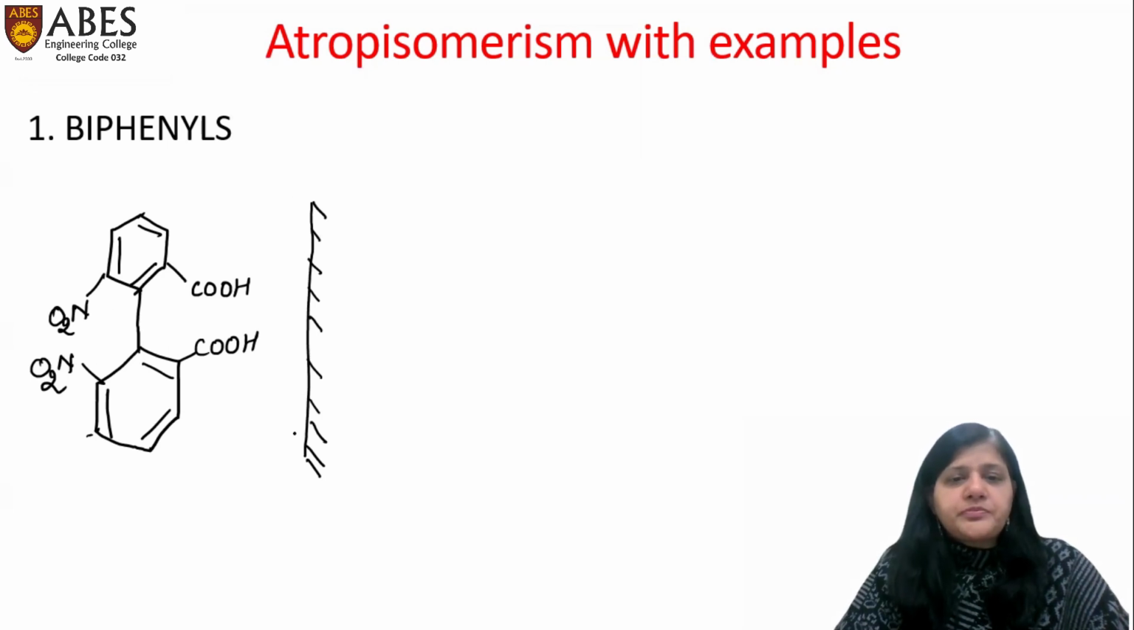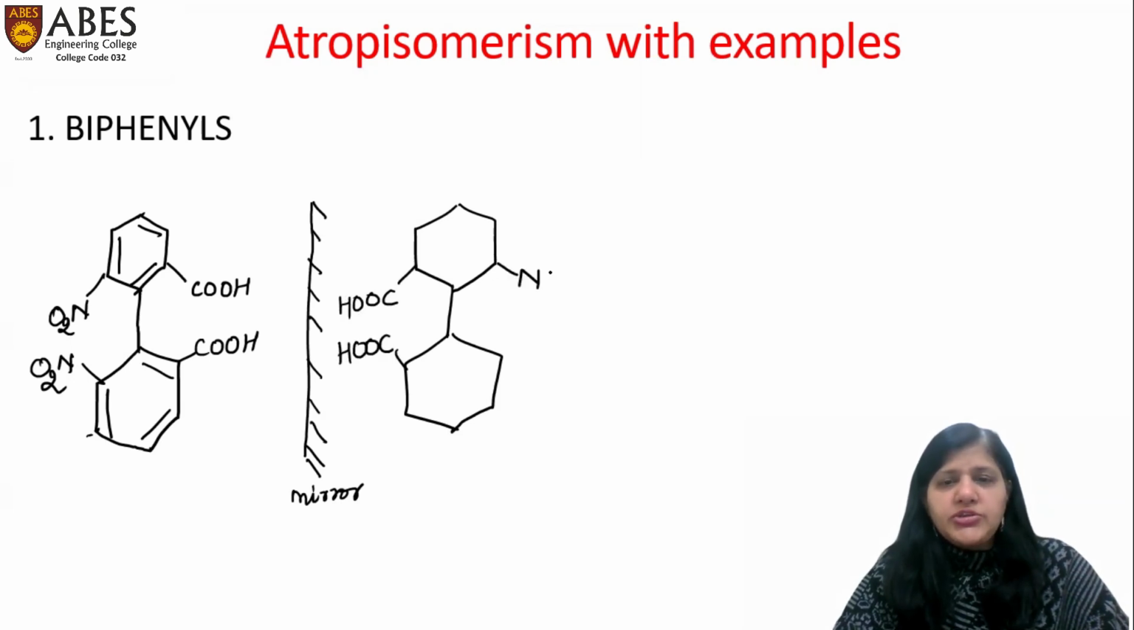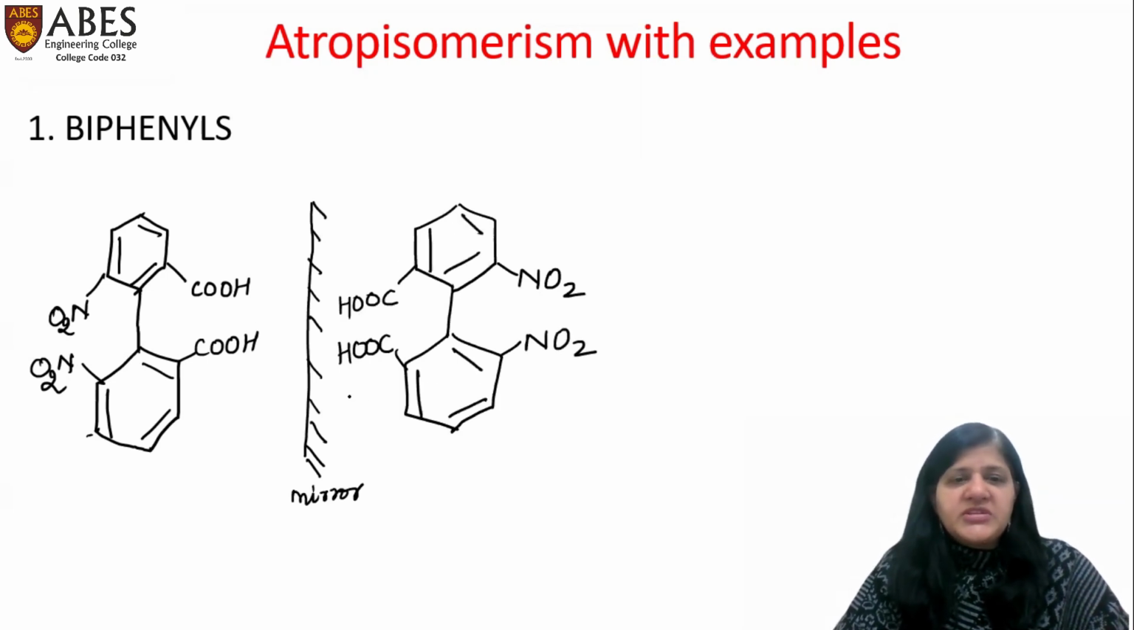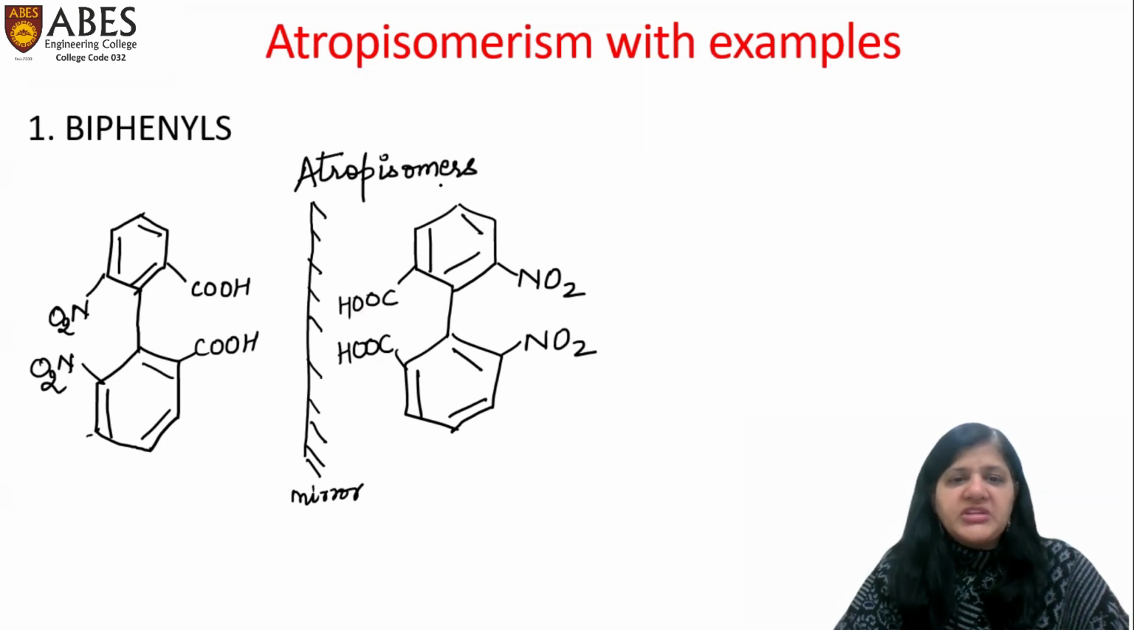ortho positions. If I draw the mirror image of this compound, this mirror image is non-superimposable on the original, and these enantiomers are known as optical atropisomers. These optically active enantiomers are known as atropisomers. This is the mirror image of this compound, and these two isomers, which are enantiomers or non-superimposable mirror images of each other, are known as atropisomers.